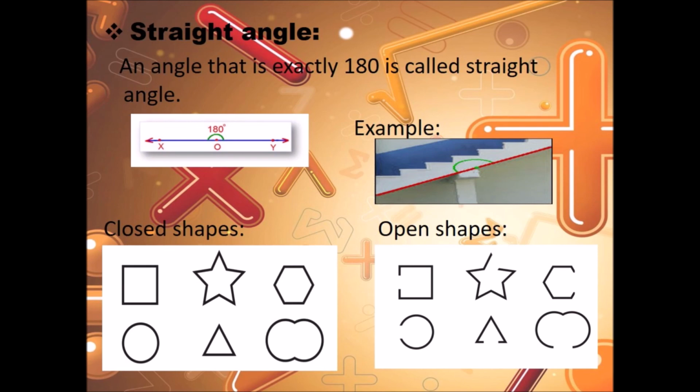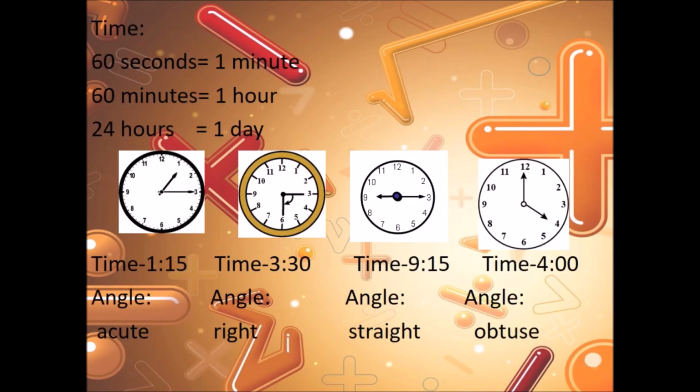Next we are going to see about closed shapes and open shapes. Seeing the pictures, you can easily find which are closed shapes and open shapes. In closed shapes, all the sides are joined, but in open shapes, there is a space between the sides. These types of shapes are called open shapes. You already know, children, 60 seconds give 1 minute and 60 minutes is equal to 1 hour. 24 hours is equal to 1 day. Next, what are you seeing?